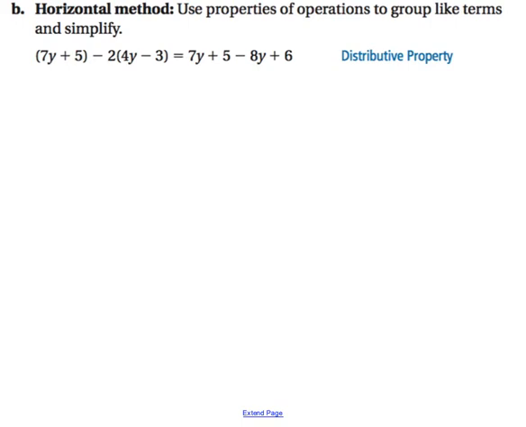Okay, the horizontal method is more commonly used. We just use the distributive property. And you can distribute negatives just by changing the sign of everything inside, because negative just means the opposite of. Okay, this first set of parentheses don't do anything, so I can get rid of them. The second set require me to distribute. I'm going to distribute negative 2. Negative 2 times 4 is negative 8. Negative 2 times negative 3 is positive 6.